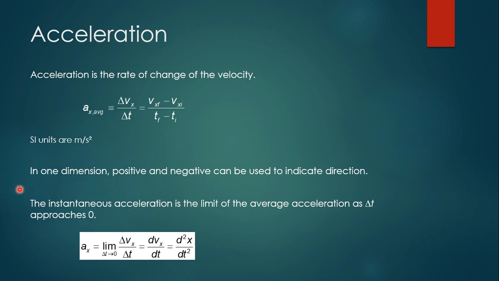In one dimension, we can use a positive or a negative sign to indicate the direction of acceleration. And just like instantaneous velocity, instantaneous acceleration is the limit of the average acceleration as delta t approaches 0. So we know that a is delta vx upon delta t, and as delta t approaches 0, we have the instantaneous acceleration given by dvx by dt. Now because vx is again dx by dt, we can say that ax is d2x by dt square, which is the double differentiation of the displacement in terms of time.